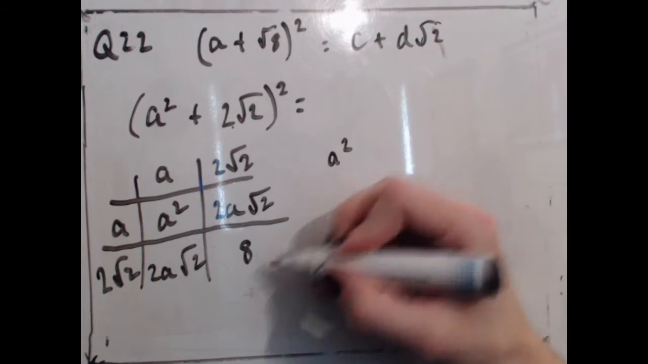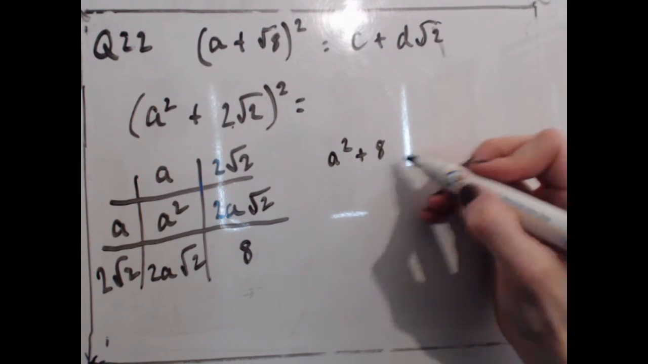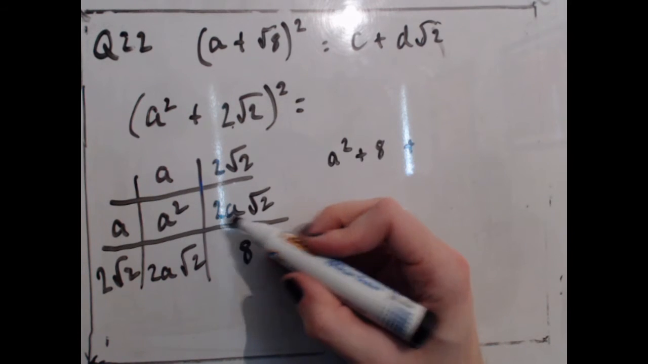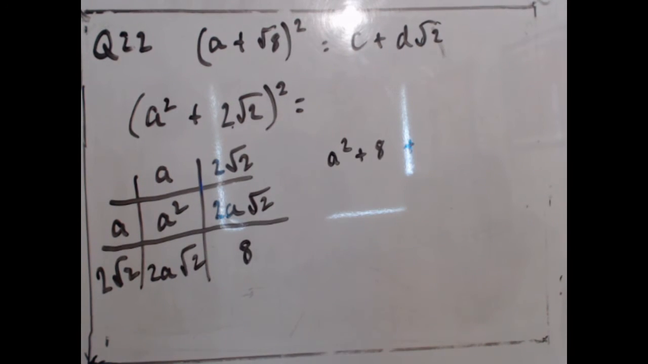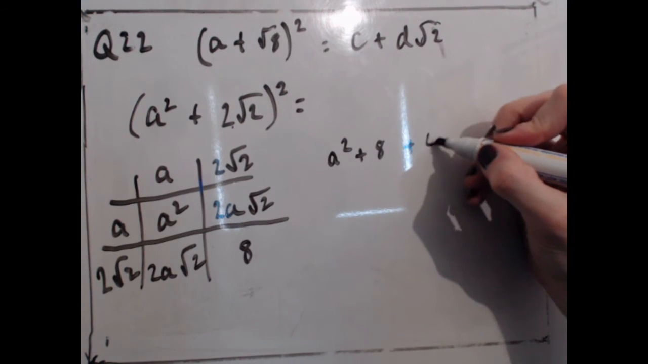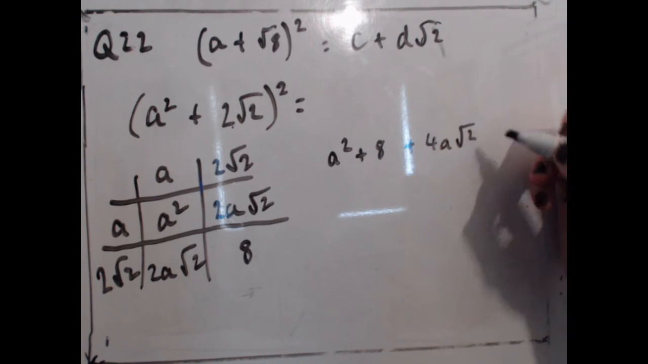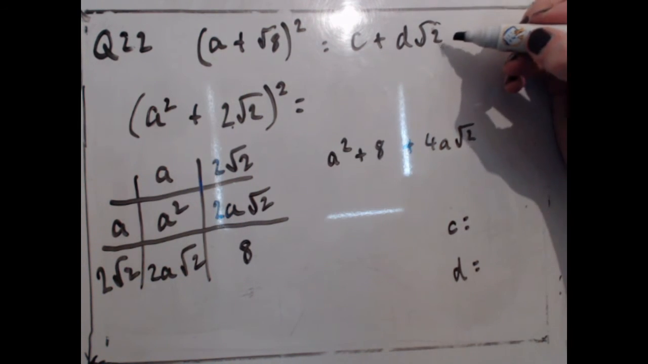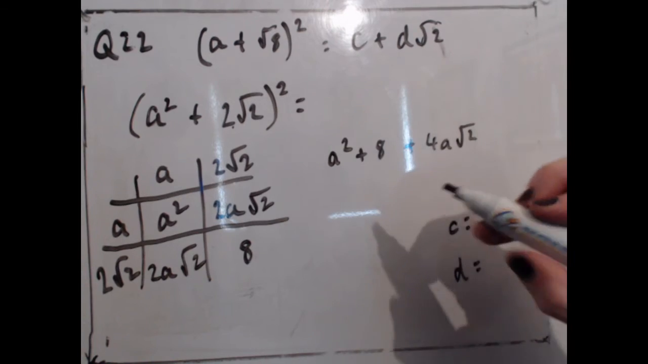Now I'm going to tidy this up a bit. We've got a squared, we've got 8, and I'm putting it this way around this time, and you'll see why in a second. And I've got plus 2a root 2 and another 2a root 2, which is 4a root 2. And we've been asked to find an expression for C and D. Well, I can't simplify this anymore, so let's take a look at what we've got.